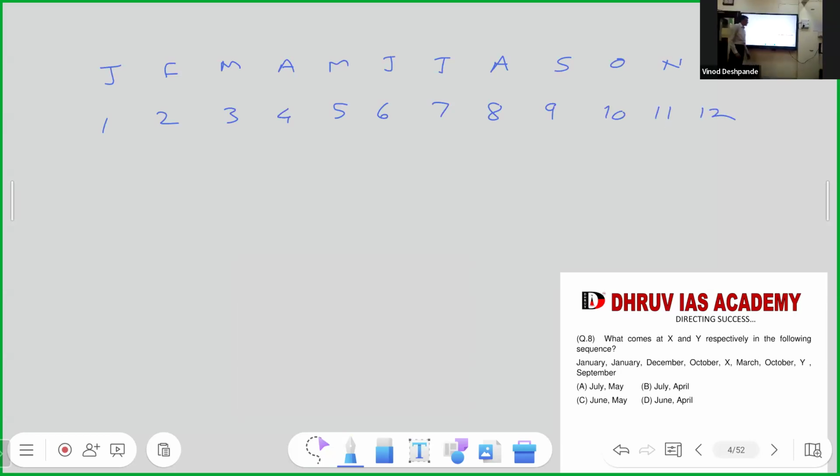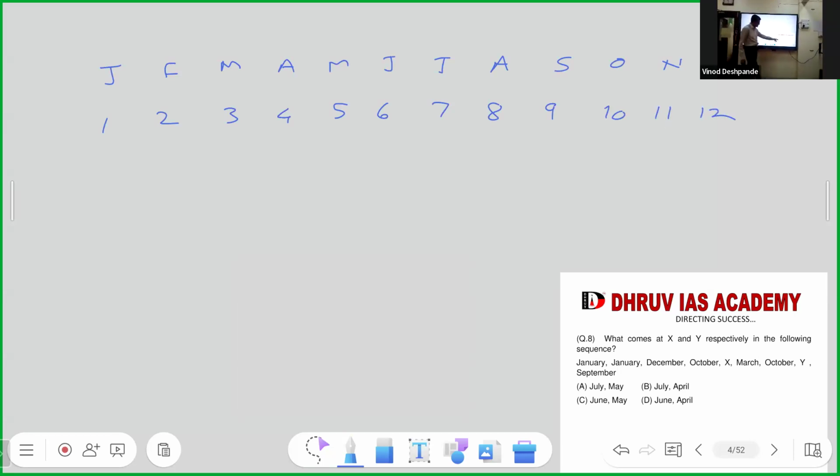So here the logic is the position of the number of the months. January is 1 and December is 12. I'll just note here: January, February, March, April, May, June, July, August, September, October, November, and December. January is 1, February 2, 3, 4, 5, 6, 7, 8, September is 9, October is 10, November 11, and December 12.